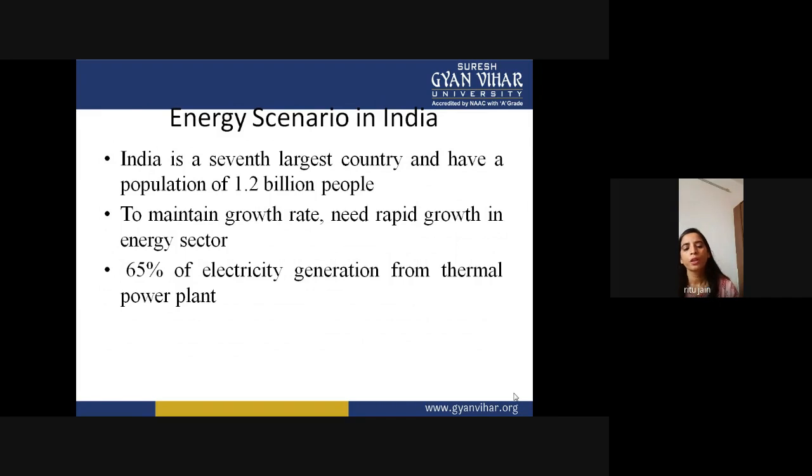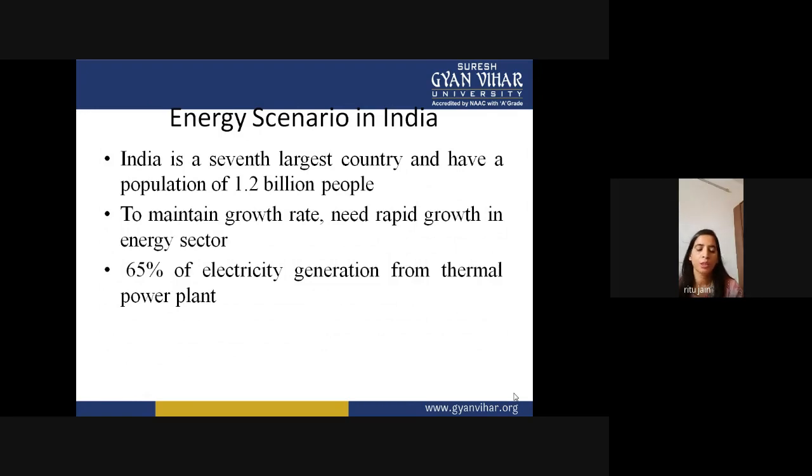So first, we will discuss our country, that is, what the energy scenario in India is. India is the seventh largest country and has a population of 1.2 billion people. To maintain the growth rate of India, we need rapid growth and need to change our energy sector.